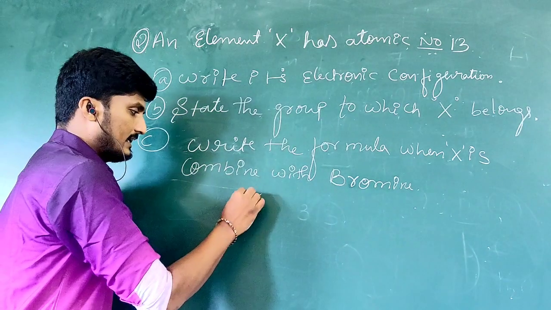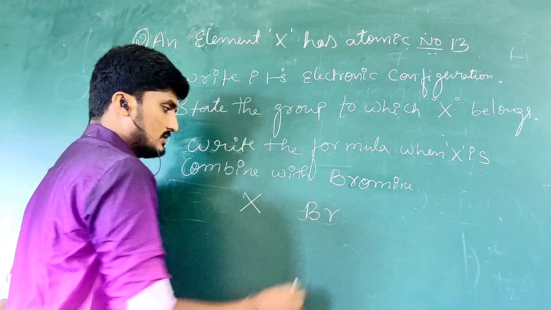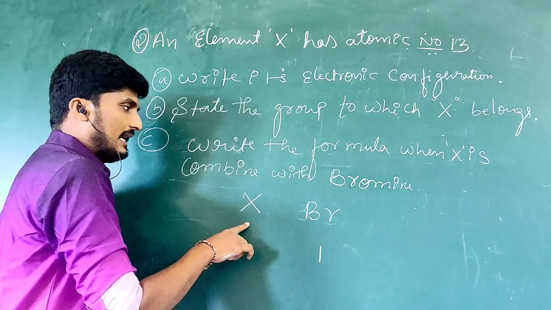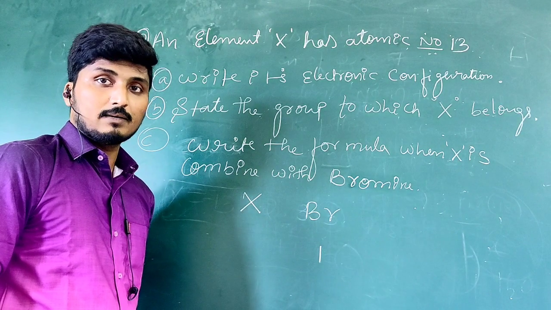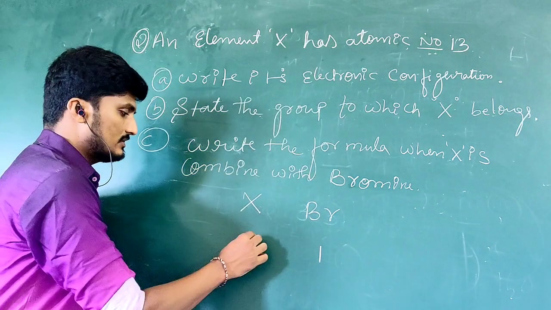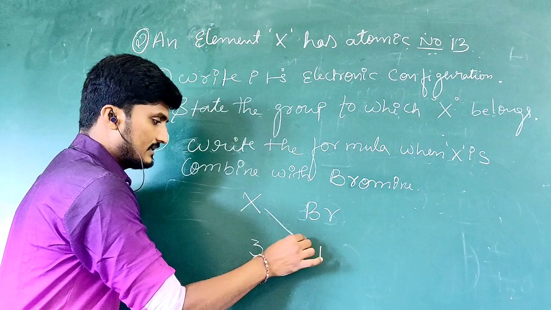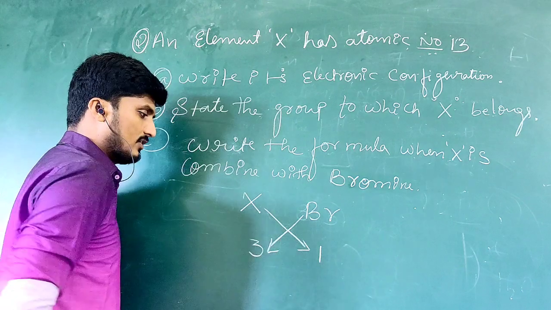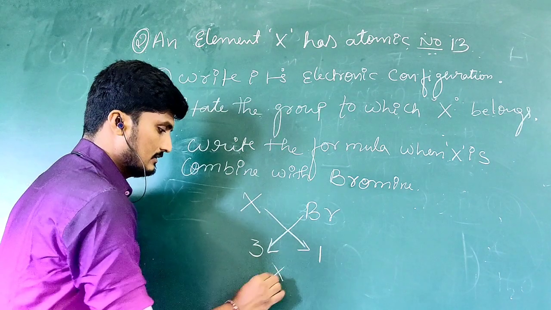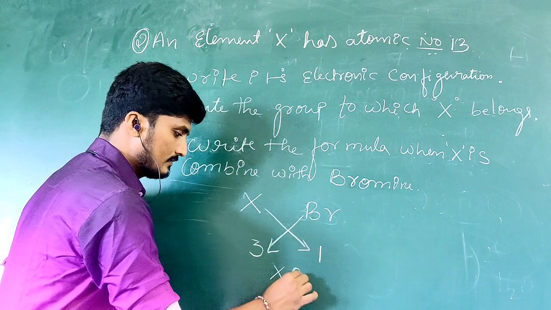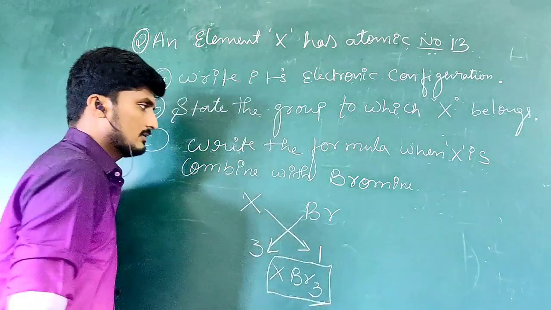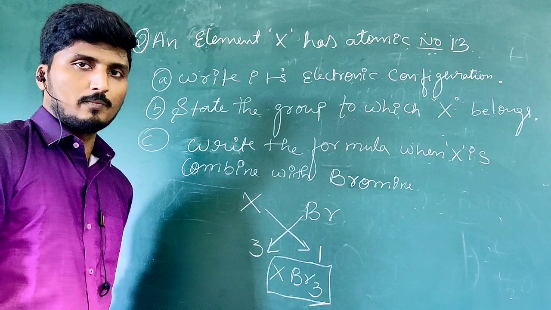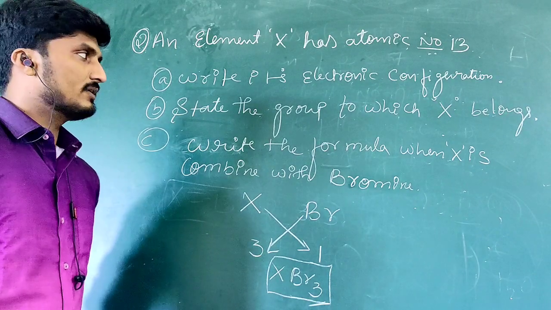Okay, so write down X and Br. Bromine has 1 valency, and for X, we previously wrote the electronic configuration, that is 2, 8, 3. So 3 valence electrons, so 3 valency. So cross multiply this. What is the formula of this? XBr3. So this is the formula of the given compound with bromine. I hope you understood this.